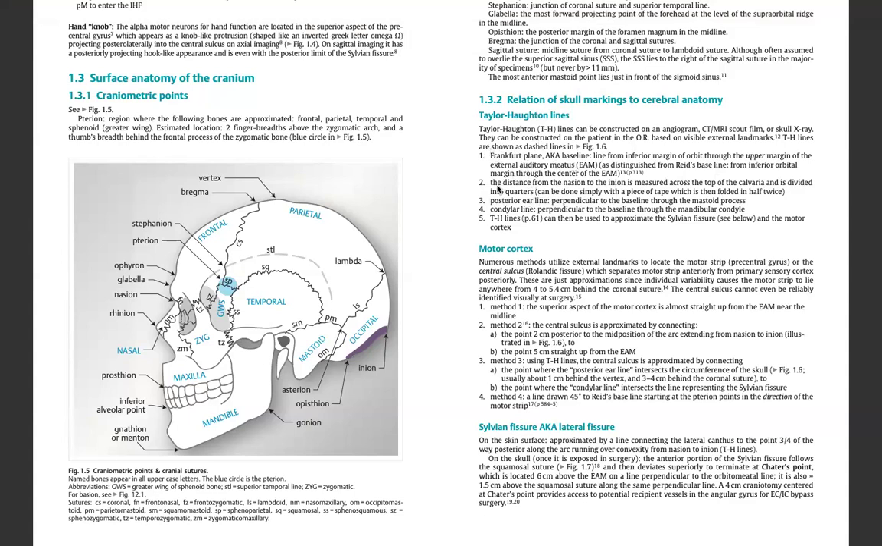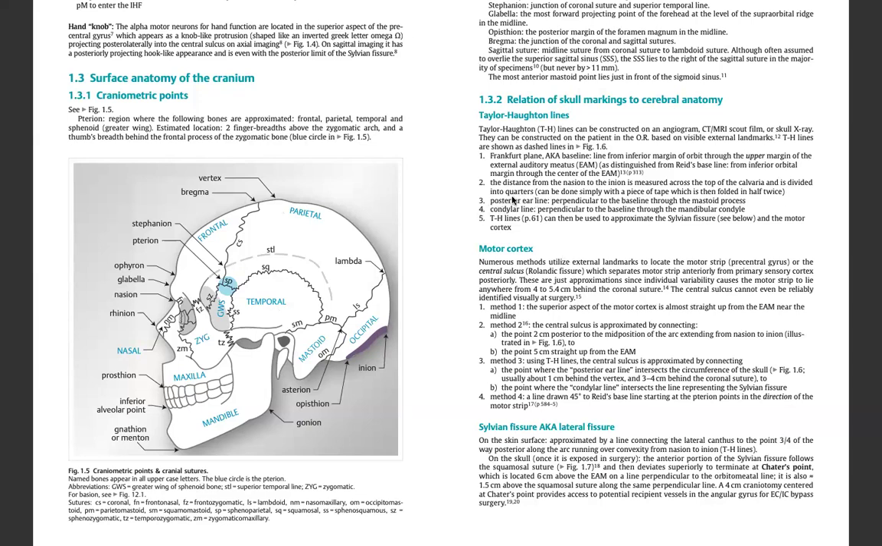So first we've gotten our Frankfurt plane. And the next thing is to measure the nasion to the inion. So we go from here to here. And then we now split it into quarters. Quarter one anteriorly, half, three-quarters, and the fourth quarter.